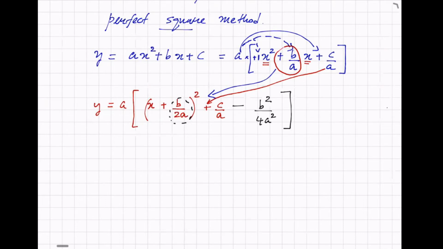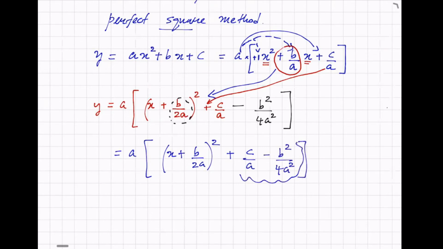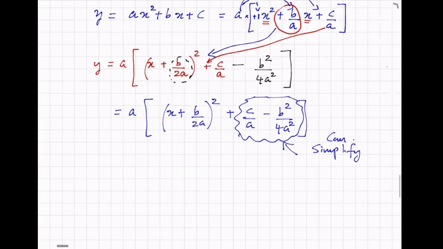Now what we can do, we can simplify inside, because these are constant values. So a(x plus b divided by 2a) squared we are not going to touch, but here you can have c divided by a minus b squared divided by 4a squared. So this part over here can simplify. So how do you simplify this? To do that, you will get the common denominator. You multiply this by 4a, you multiply this by 4a.